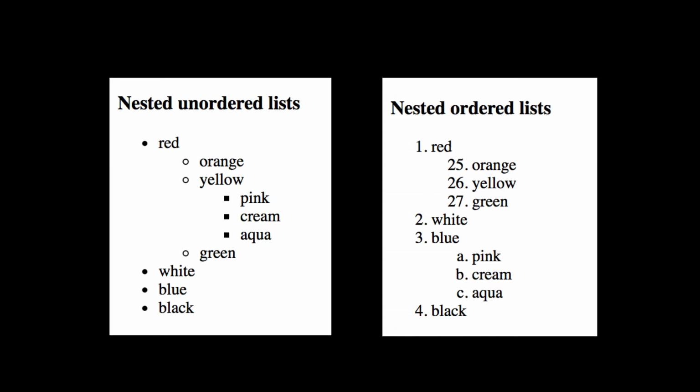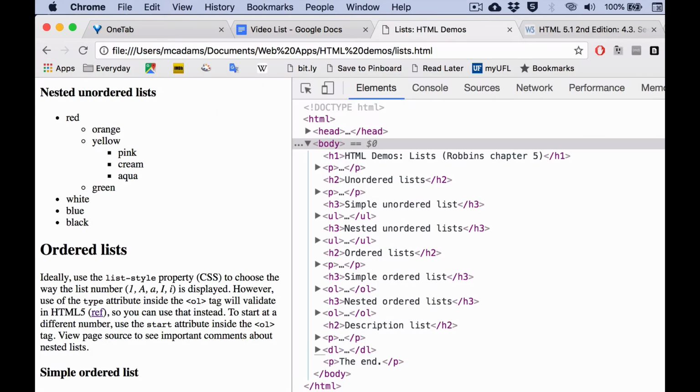You've now seen a simple ordered list and a simple unordered list. What about if you want to nest a list inside a list? This is a little bit tricky, and in fact, Robbins has an error about this in her book. So let's examine a nested list. I have an unordered list that's the same as the simple one, red, white, blue, black. But under the first item, red, I have nested a new list that consists of orange, yellow, green.